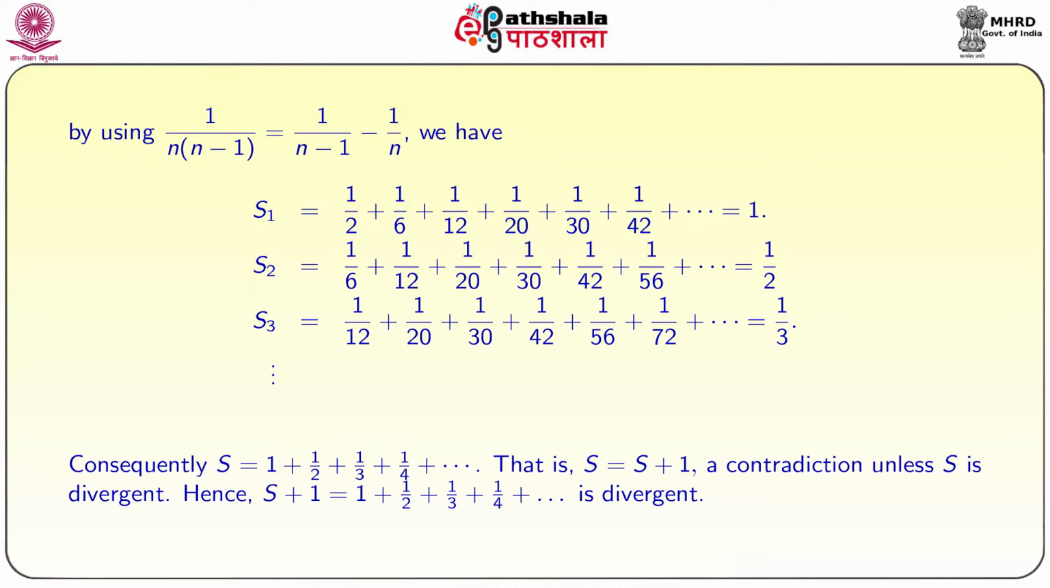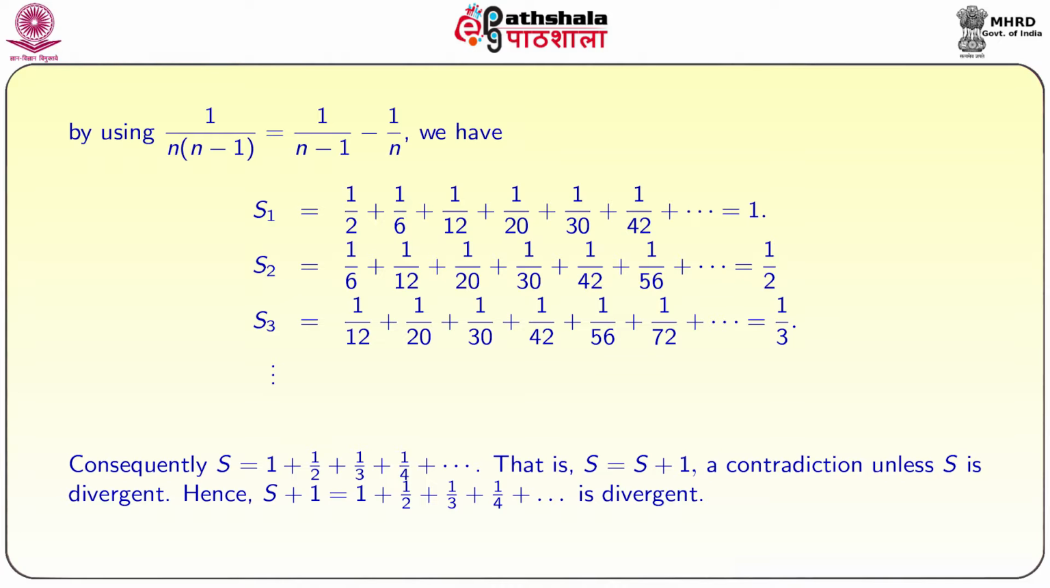Now, similarly, S2 is equal to 1 by 6 plus 1 by 12 plus 1 by 20 and so on, this is equal to 1 by 2. Here it is easy to see, if S1 is equal to 1, then looking at S1 and S2, the difference S1 minus S2 is equal to 1 by 2. So, we have to subtract half from S1, then we will get the total sum of S2. Similarly, S3 is easy to evaluate, for S3 we are going to get 1 by 3. In this way S4 becomes 1 by 4 and so on.